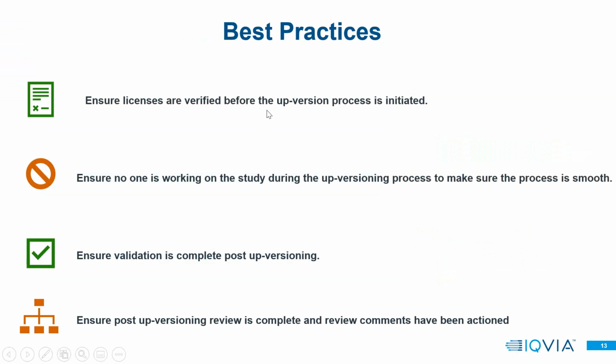Next, we'll come to the best practices. Some of the practices that we can involve to make the whole upversioning process go smoothly and without errors: one, ensure licenses are verified before the upversioning process is initiated. Two, ensure no one is working on the study during the upversioning process. Three, ensure validation is complete post upversioning, and four, ensure post upversioning review is complete, and also that the review comments provided by the senior reviewer to the coders have been actioned.